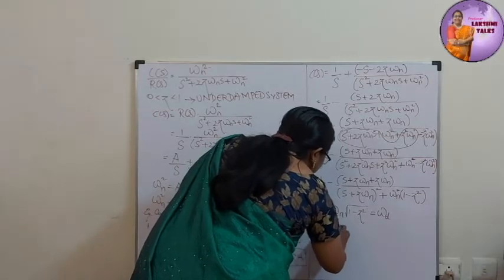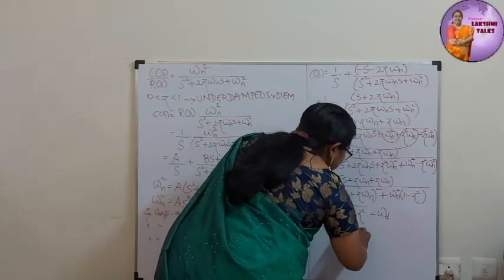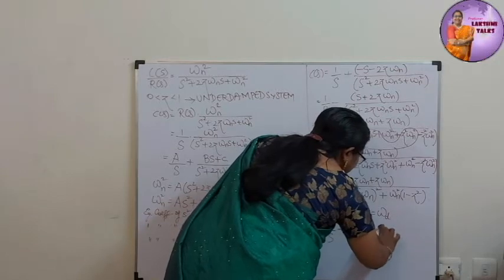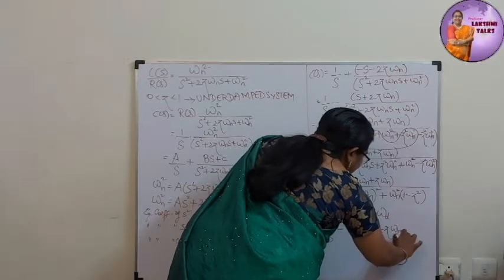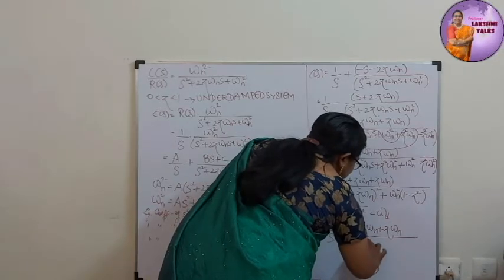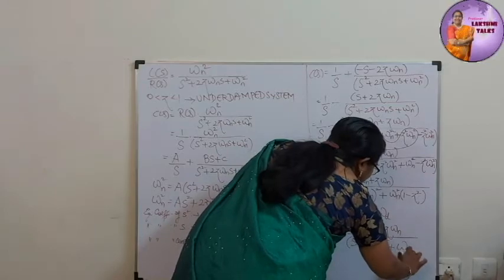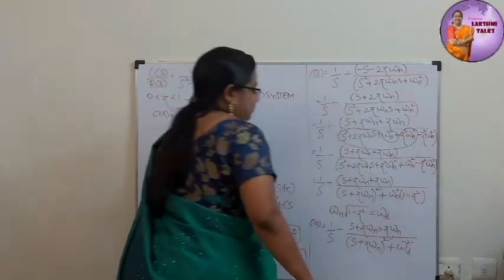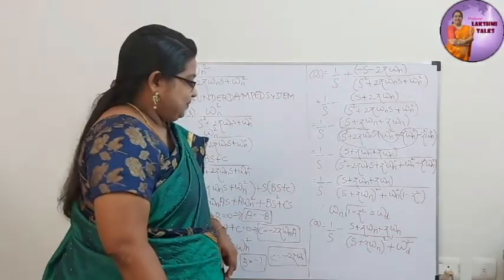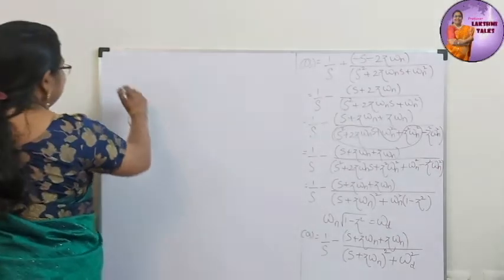C of S is equal to 1 by S minus (S plus zeta omega n plus zeta omega n) divided by ((S plus zeta omega n) the whole square plus omega d the whole square). Right? Till this you are clear? We'll rewrite this one.